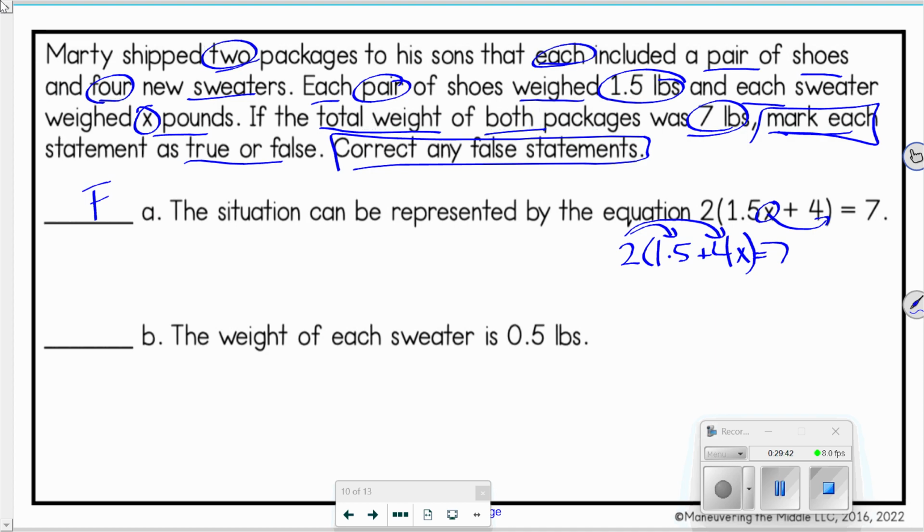So we're going to start by distributing. 2 times 1.5 is going to give me 3. 2 times 4x gives me 8x. Positive times positive means it's positive. Equals 7. The opposite of adding 3 is subtracting 3. So these are going to go away. 8x equals 4. The opposite of multiplying by 8 is dividing by 8. These go away. X equals 4/8, which I can simplify to 1/2. So whether you did 1/2 or 0.5, either one would be acceptable in this situation. So the weight of each sweater is 5/10 of a pound. Is that correct? Yes. That is true. Questions on that one?